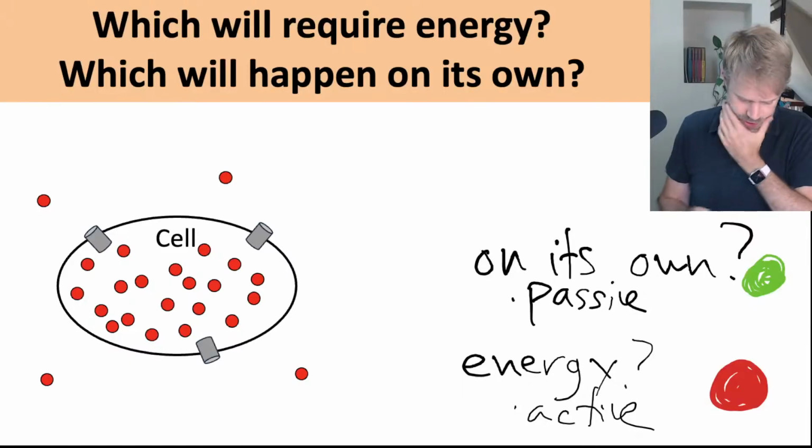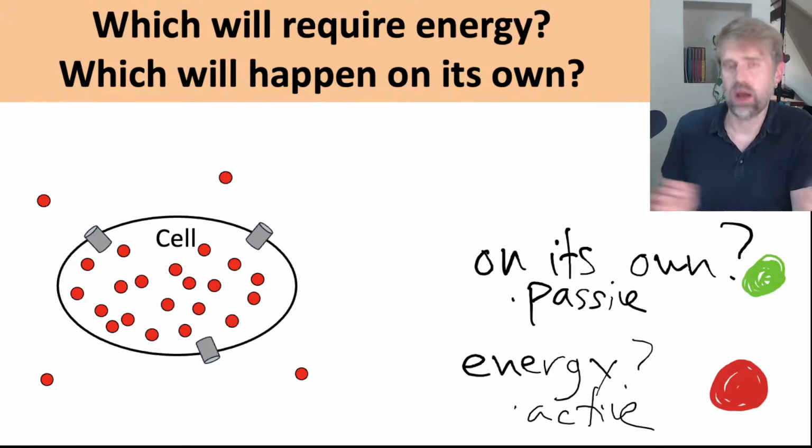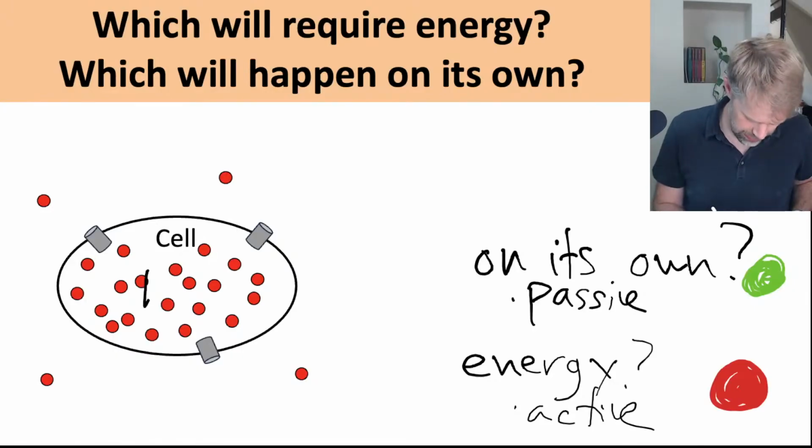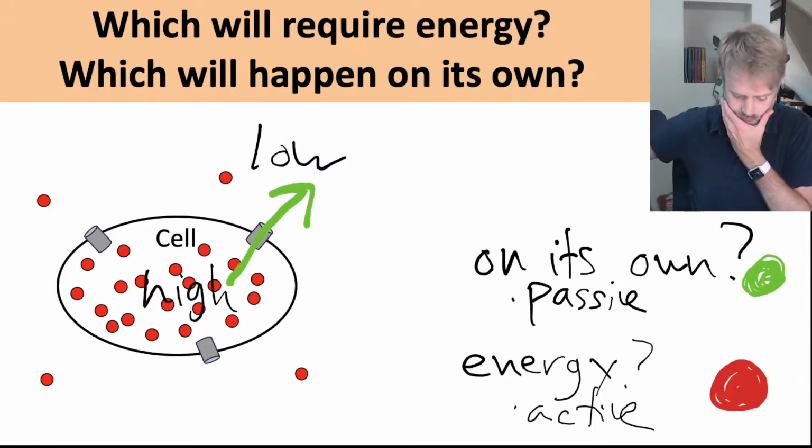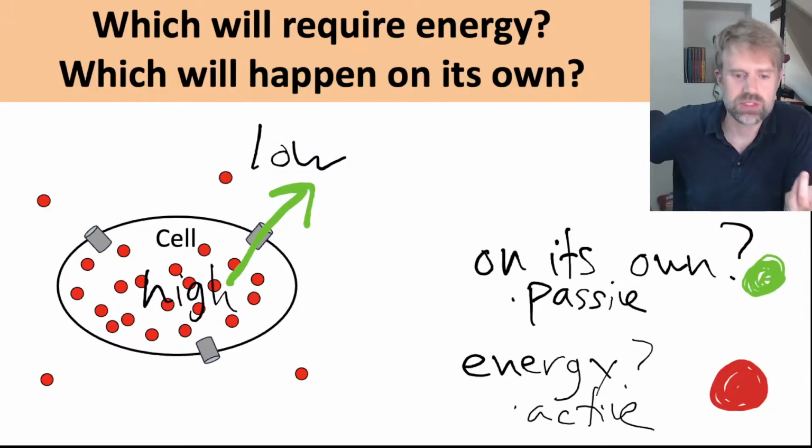Okay, so first, on its own, let's think about this. How do our concentrations work out? High concentration inside the cell, low concentration outside of the cell. So on its own, this stuff is going to want to move from high to low concentration. It's going to move out of the cell on its own. Okay? Move out of the cell on its own.